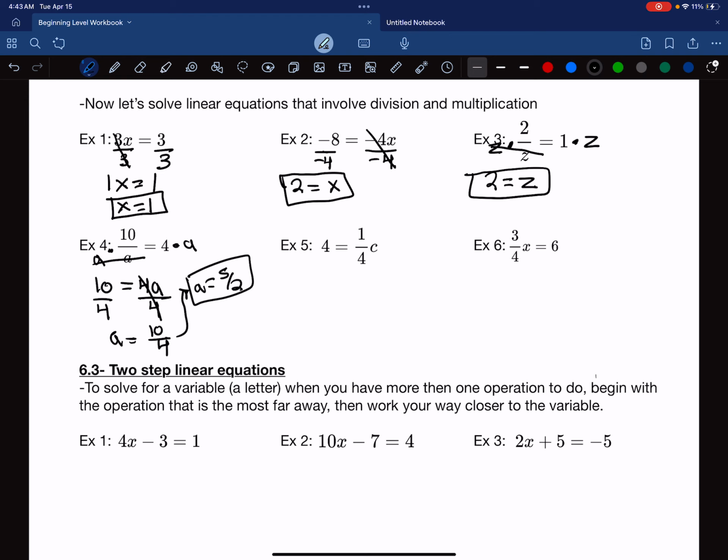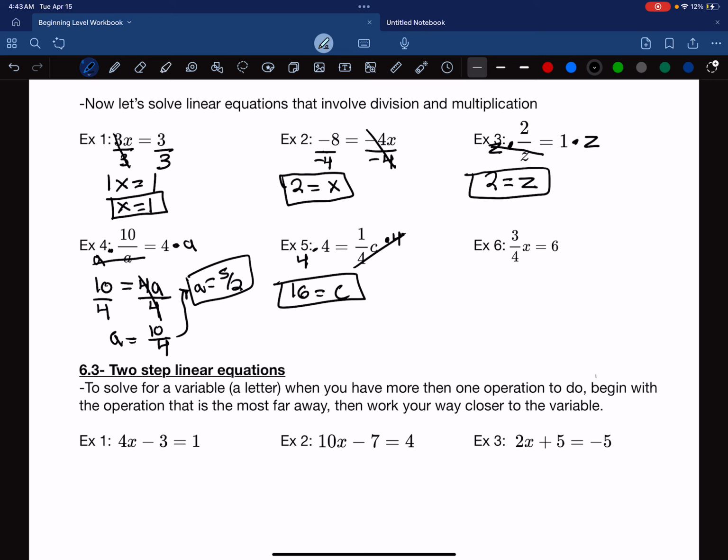Looking at example 5, we have 4 equals 1/4 times c. So what I would do is multiply both sides of this equation by 4. Because what happens when we do that is that these 4s cancel, and we're left with 4 times 4, which equals 16, and then we're left with 1 times c, which is c. So 16 equals c, or c equals 16, is our answer for this one.